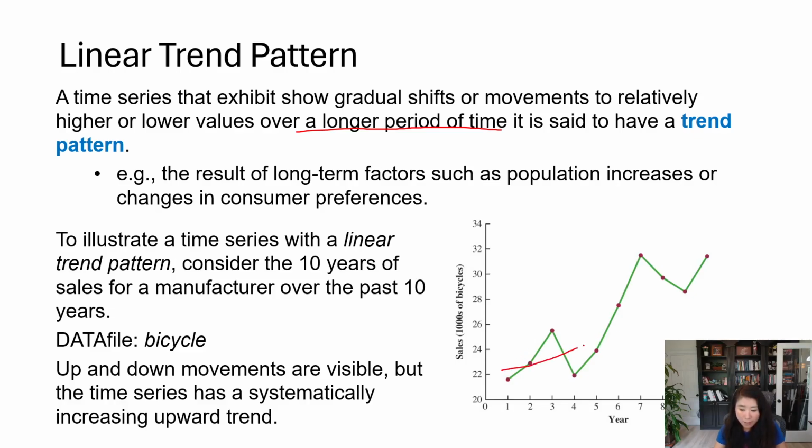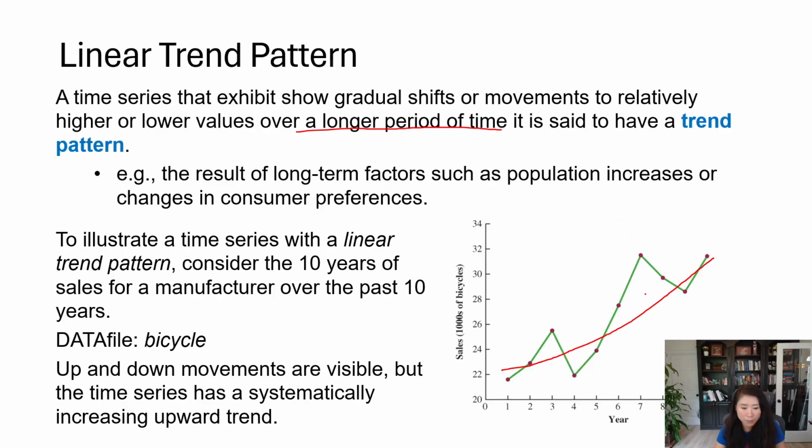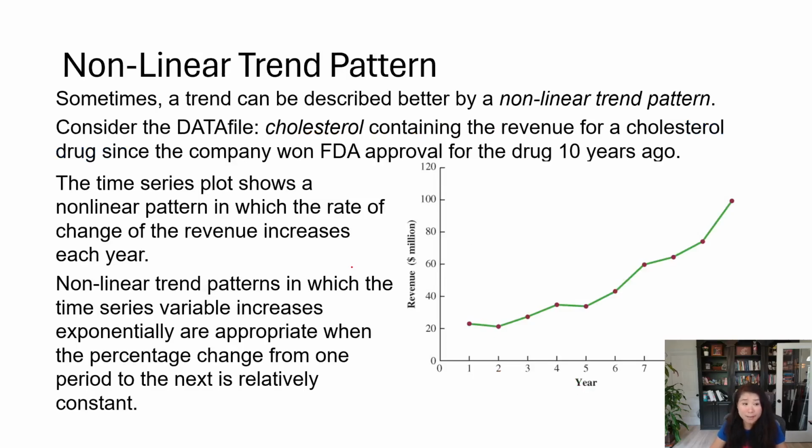Instead, we are able to see an upward line, right? So in this situation, we consider this a linear trend pattern. The up and down movements are visible, but the time series has a systematically increasing upward trend. So make sure you are able to distinguish between a linear trend pattern and a shift in horizontal pattern. Again, the key difference is that a shift happens at once, while a trend is slowly going up or slowly going down. So the next is called a non-linear trend pattern.